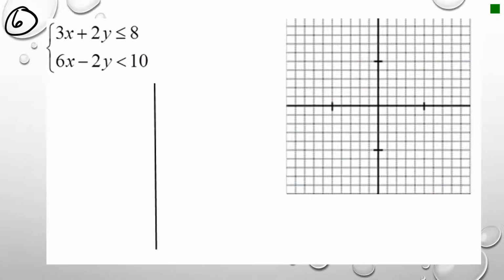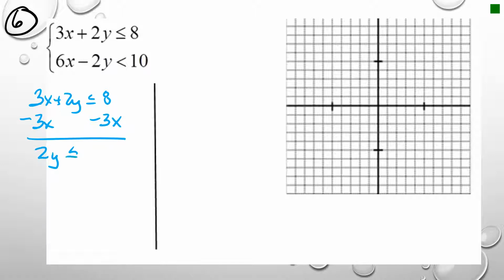All right, let's do another one of these. We've got 3x plus 2y is less than or equal to 8. We're going to subtract 3x. So we have 2y is less than or equal to negative 3x plus 8. And we're going to divide everything by 2. So y is less than or equal to negative 3/2 x plus 4.